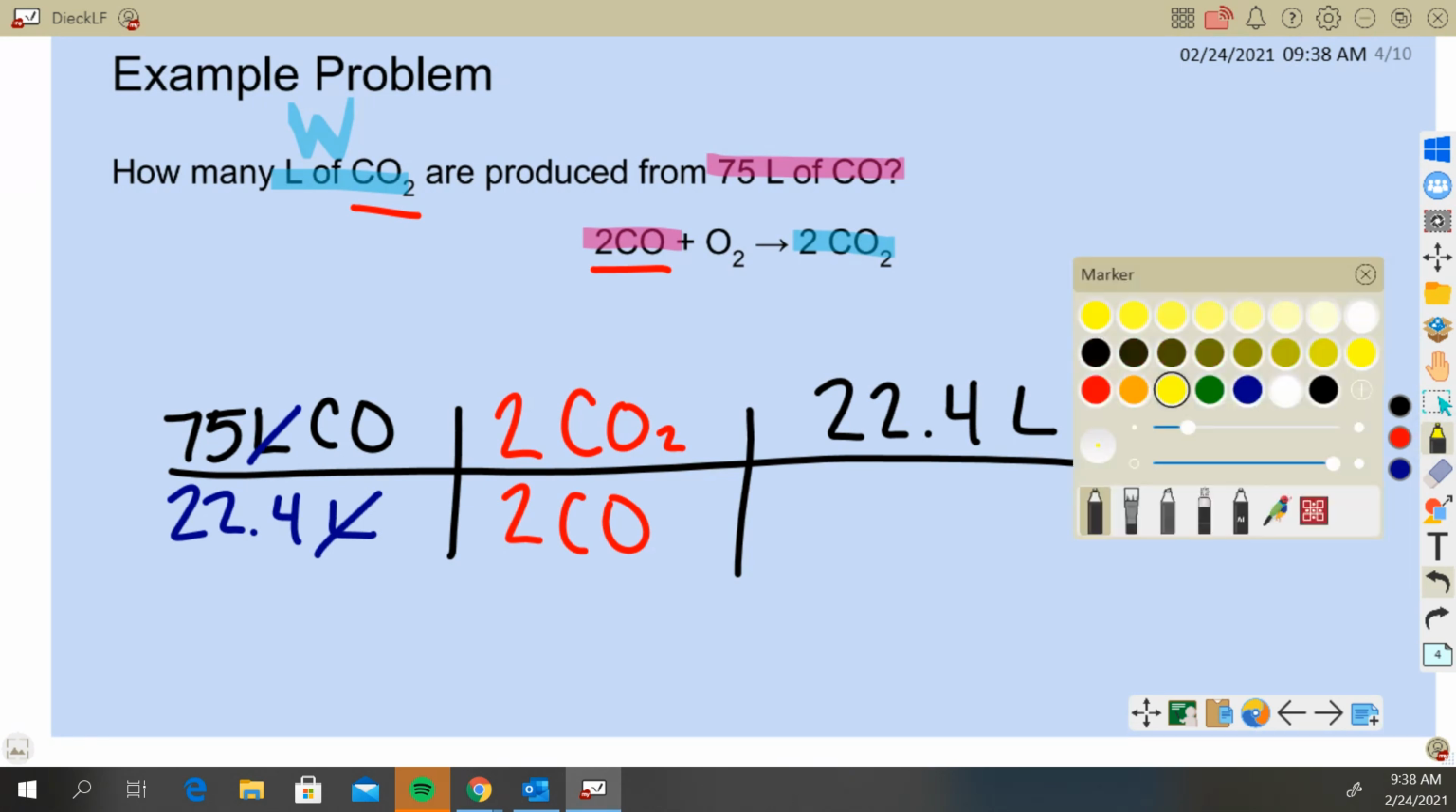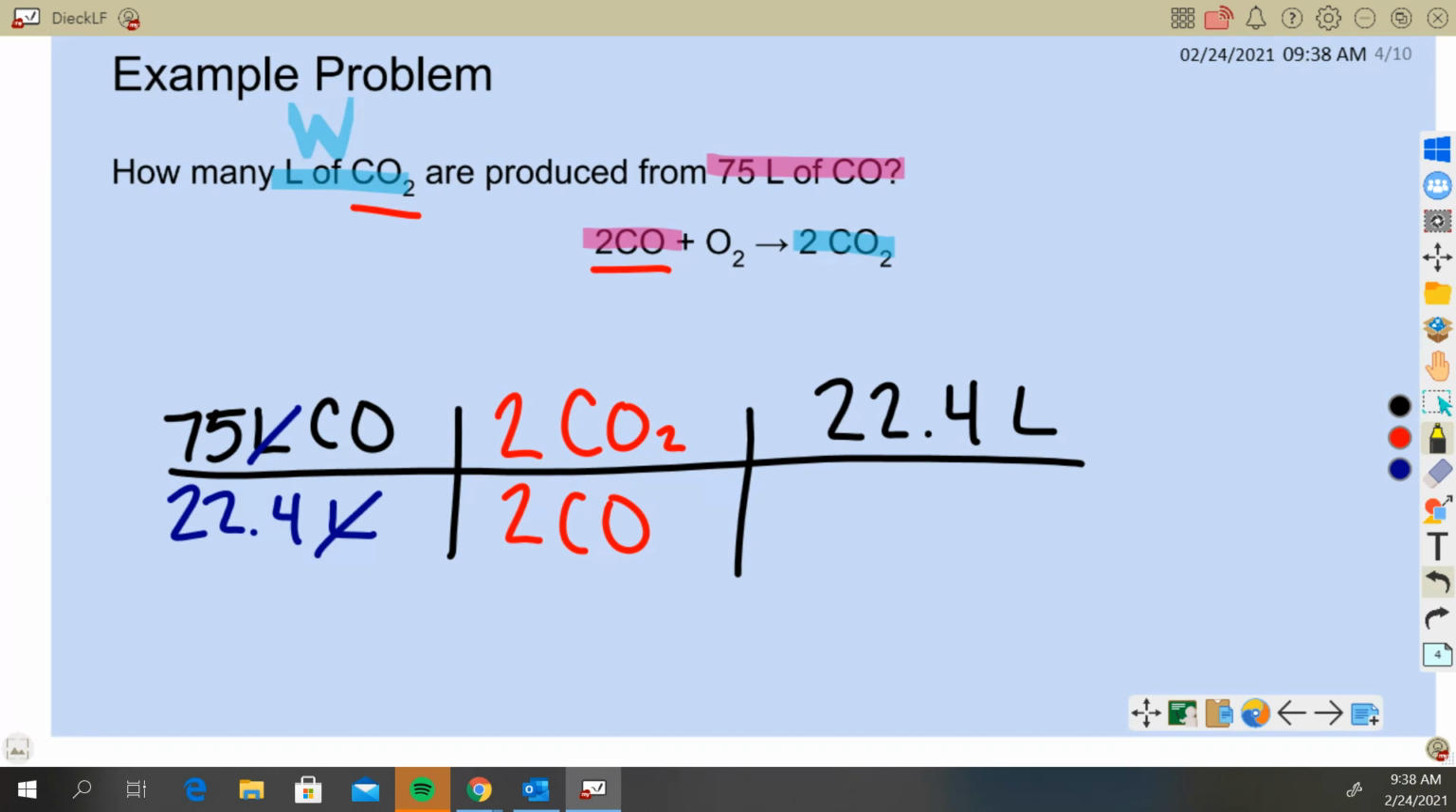This one's kind of interesting. Do I technically even need a calculator? No. 22.4 and 22.4 cancel out. 2 and 2 cancel out. So what is actually my answer? 75 liters. Easy? So 75 liters of CO2. I don't know why that still wrote in yellow, so I'm sorry about that. But 75 liters of CO2 is our answer. Any questions on this? Is this pretty easy? Awesome.